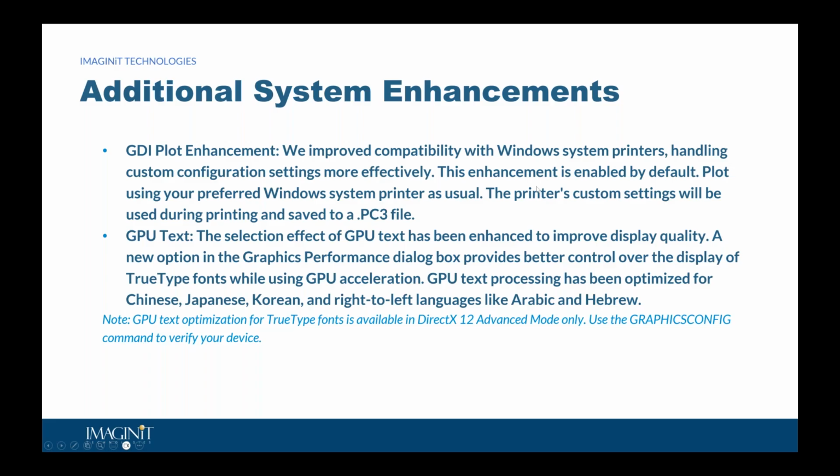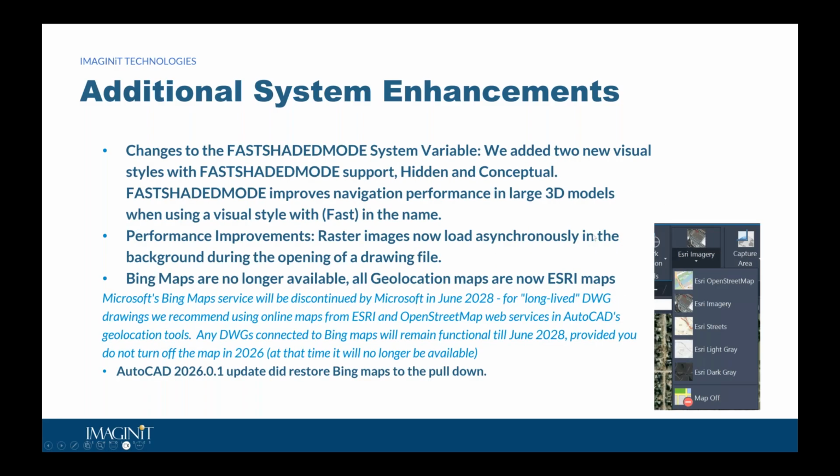Some more system enhancements. They've made some additional changes to the fast shaded mode system variable. They've added 2 new visual styles with fast shaded mode support, hidden and conceptual. The fast shaded mode improves navigation performance in large 3D models when using a visual style with fast in the name. Some other performance improvements: raster images now load asynchronously in the background during the opening of a drawing file. Big one right here, Bing maps are no longer available, so all geolocation maps are now Esri maps.